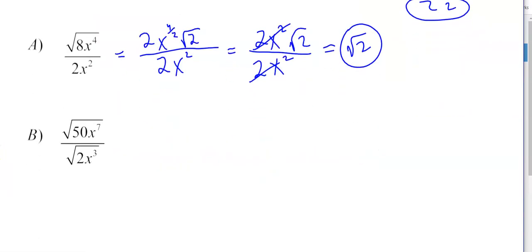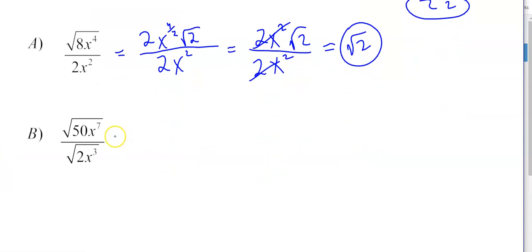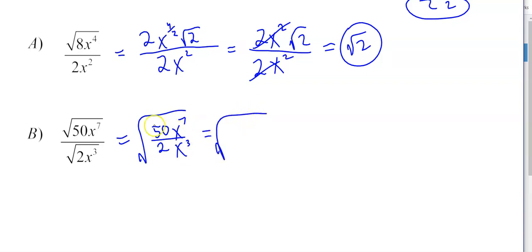Okay, let's see if we can actually use the property here. So I think we can. So this is going to make this problem easier. I'm going to write this as one big fraction. So this is going to be 50 over 2, and then x to the 7th over x to the third. I'm going to simplify that if I can. So 50 over 2 is 25. x to the 7th over x to the third is x to the fourth.